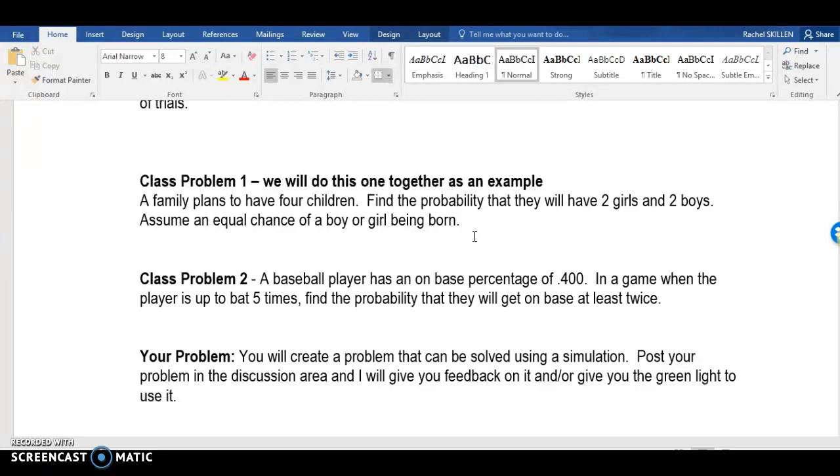So a problem where you can use a simulation to try to recreate that situation happening to determine the experimental probability. So if you're having trouble, come and see me or send me an email, and send me your problem in the discussion when you have it ready to go. Good luck.